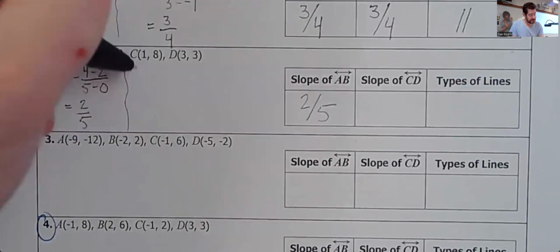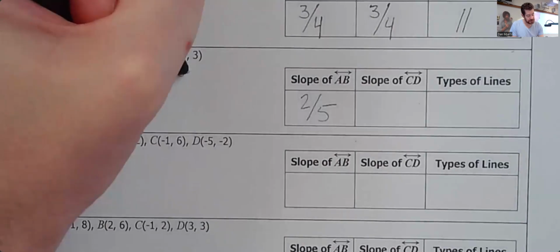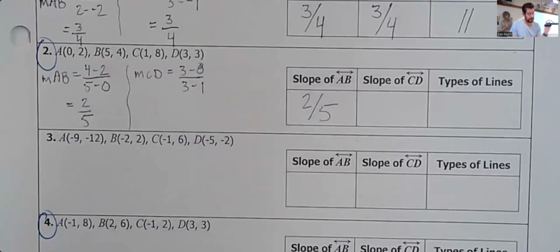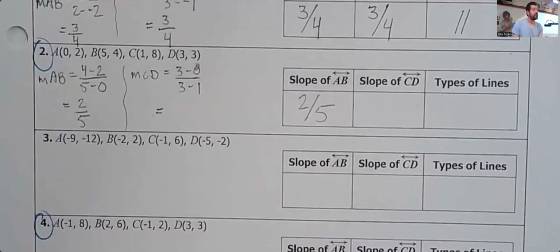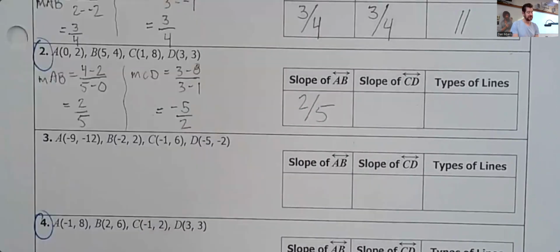For CD, slope of line CD, Y2 minus Y1, 3 minus 8 over X2 minus X1, 3 minus 1. What's our slope for that one? -5. 3 minus 8 is -5. 3 minus 1 on the denominator is 2. Okay, so -5/2.